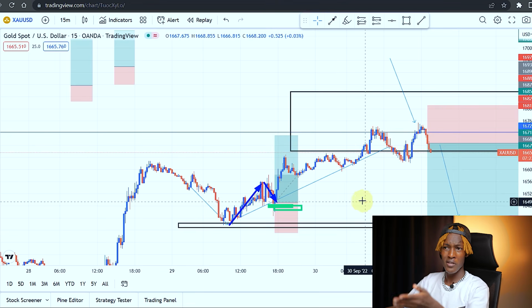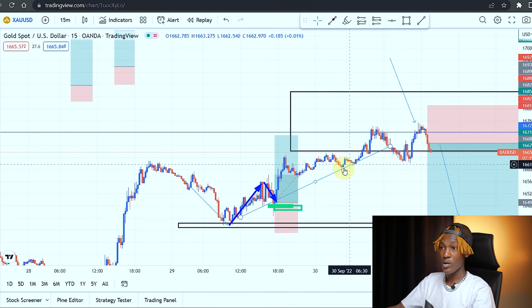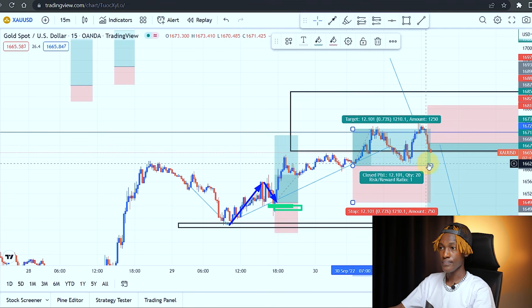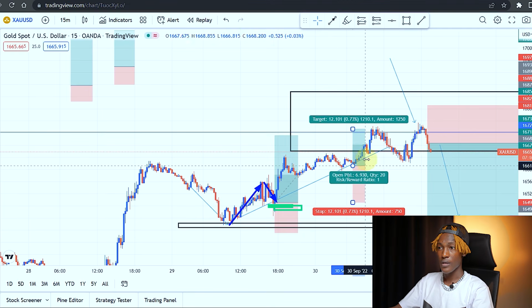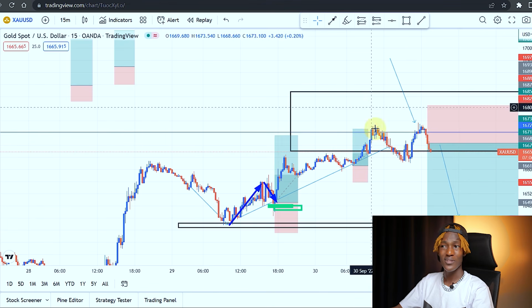And trust me, are you going to fail to kill this? You know what I mean? Check this out too. You know also that we had this point here. Just get your entry at the pullback. There we go. And then place your stop loss basically below the pullback and you're good to go.